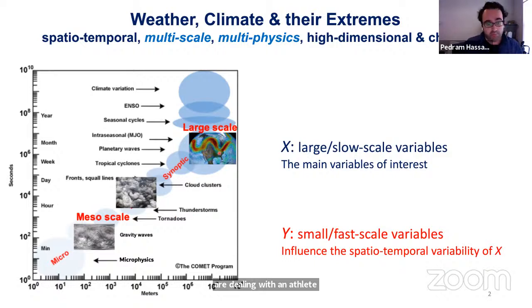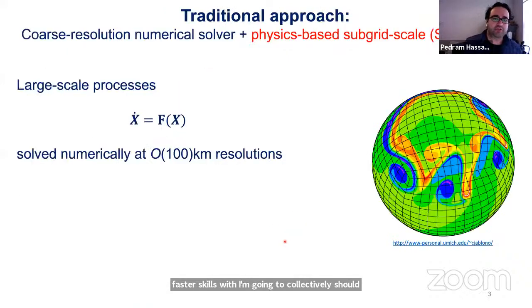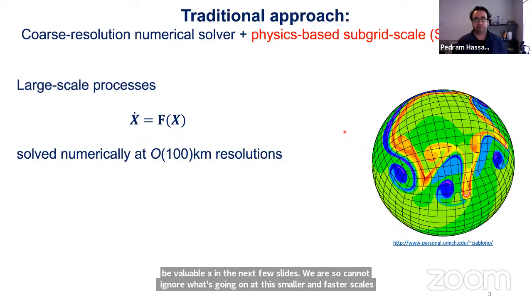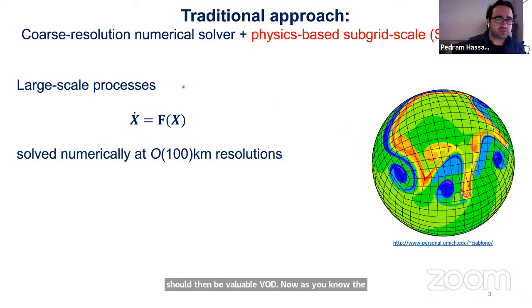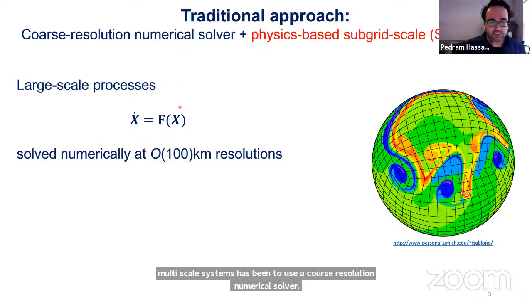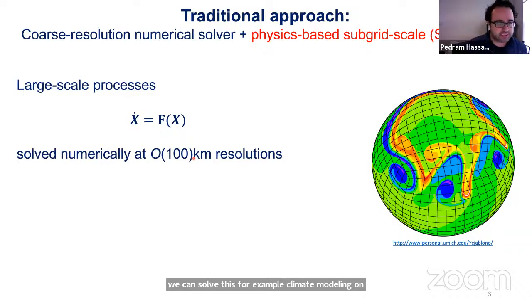Even though in many problems, we are mainly interested in what's going on with the large and slow variables that collectively I'm going to show with variable X in the next few slides, we also cannot ignore what's going on at the smaller and faster scales, which I'm going to collectively show with variable Y. Now, as you know, the traditional approach to deal with these kinds of multi-scale systems has been to use a coarse resolution numerical solver to solve the governing equations that are closed in the large scale variable X. We can solve this, for example, in climate modeling on the resolution of around 100 kilometers.